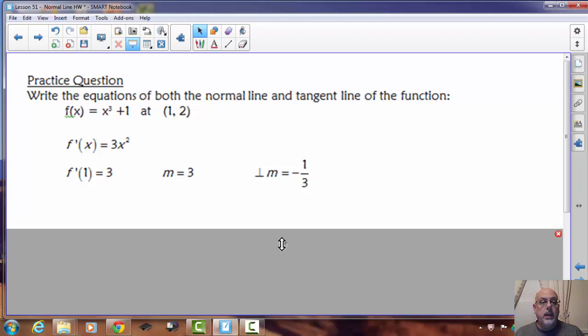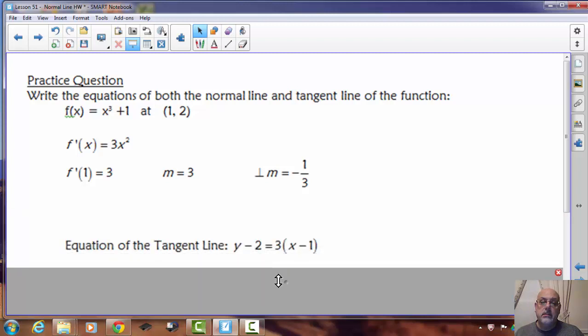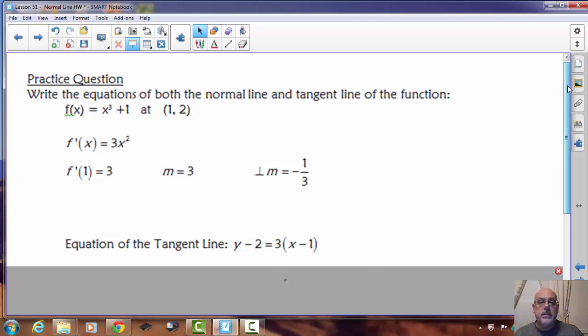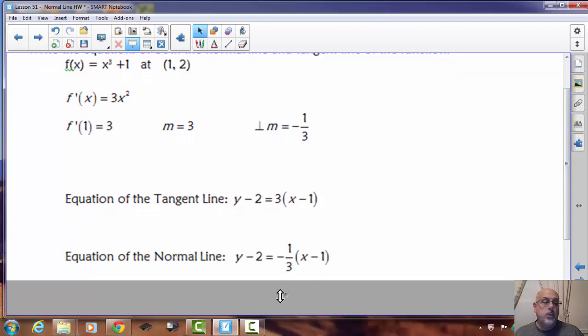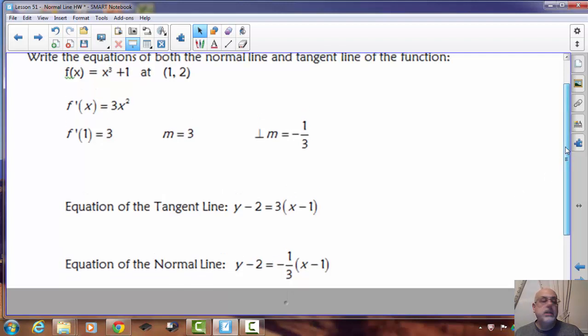So now we can go ahead and write the equation of the tangent line: y minus 2 is equal to 3 times (x minus 1). And then we can write the equation of the normal line, which is y minus 2 is equal to negative 1/3 times (x minus 1). So go back and replay the screencast if you need to. There will be quizzes on Edmodo about things on the screencast.